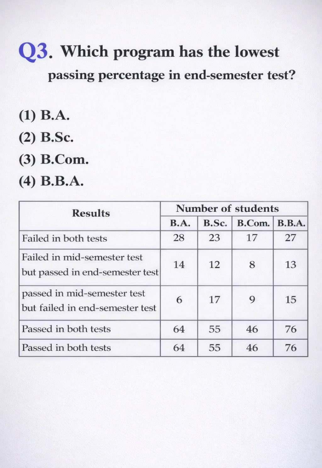Now let's proceed to the next. For BSc, 55 plus 12 equals 67 out of 107. So the passing percentage is 62.6%.